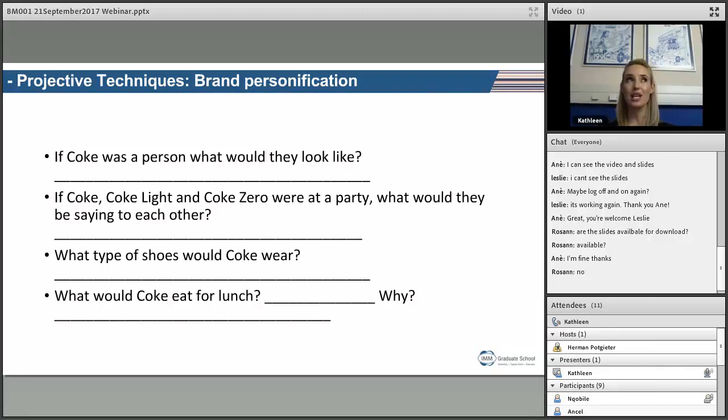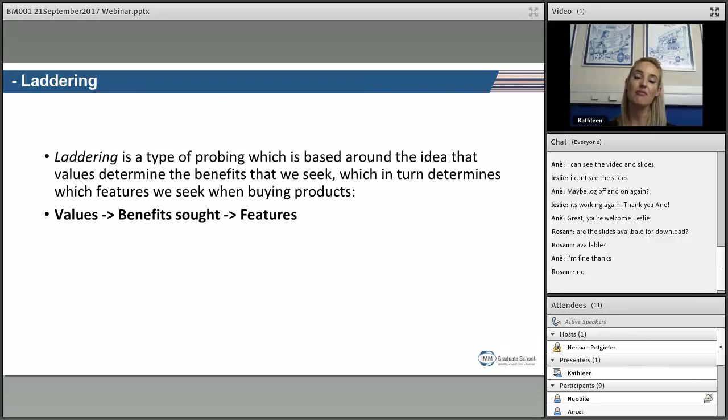Then another type of projective technique that we often use is the technique of brand personification. And this is where I give my brand a personality. So it would include questioning like, if Coke was a person, what would they look like? How would they dress? Where would they eat for lunch? Things like that. And again, it gives you an understanding of how customers view the brand once you understand how they would feel about the brand as an individual.